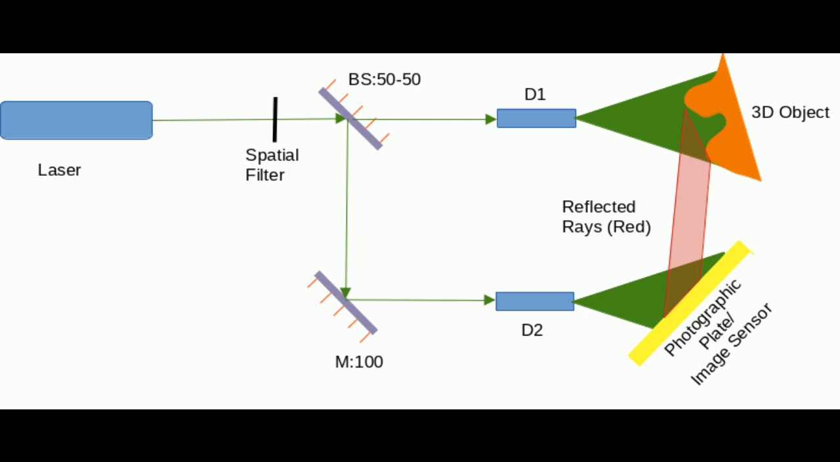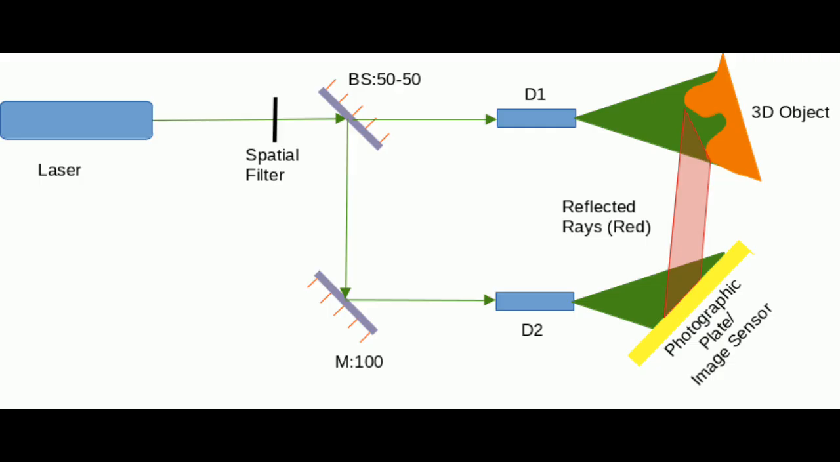At the photographic plate, the object beam mixes with the reference beam. They interfere. This interference produces fringes on the photographic plate, and those fringes can be seen when the plate is viewed.